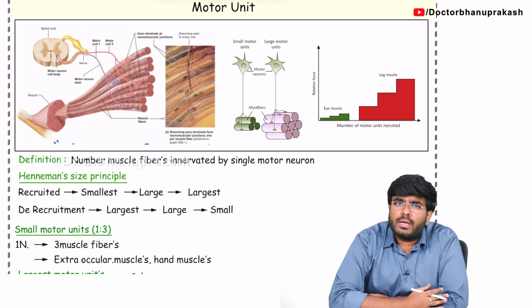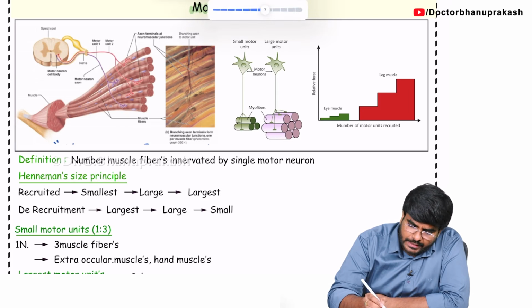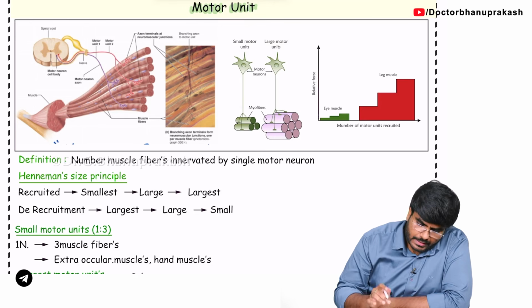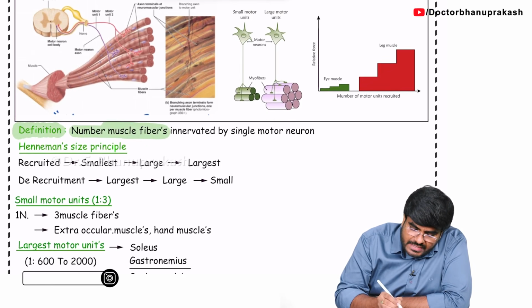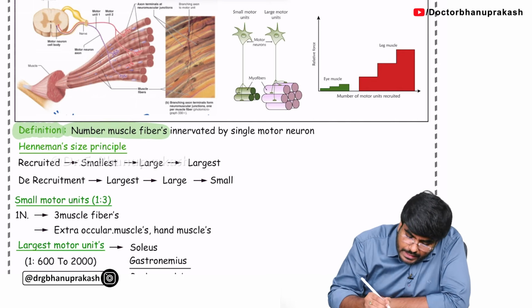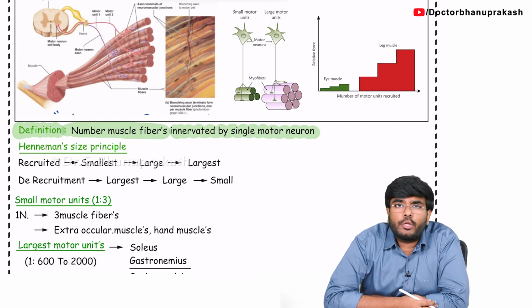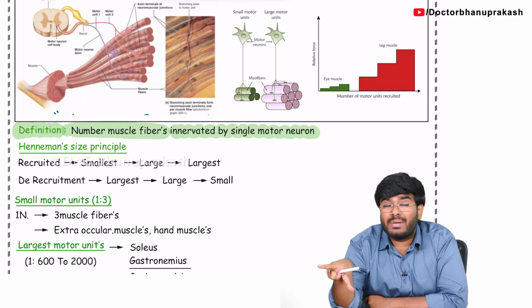After discussing the neuromuscular junction, now let's move on to the topic of the motor unit. What exactly is the concept of the motor unit? First let me tell you the definition. A motor unit is the number of muscle fibers, or myocytes, innervated by a single motor neuron. I have shown you what a motor neuron, upper motor neuron and lower motor neuron are. The lower motor neuron comes and innervates the muscle fibers.